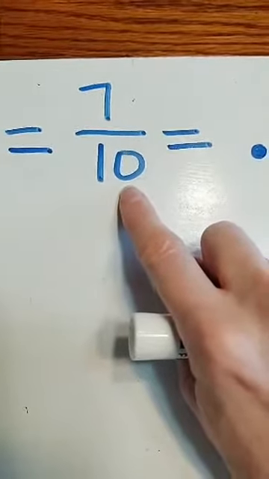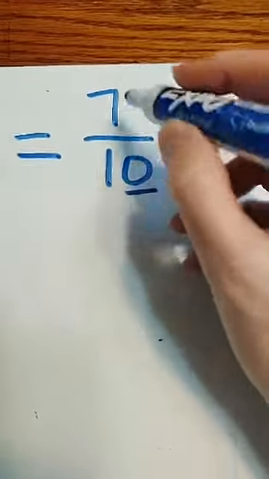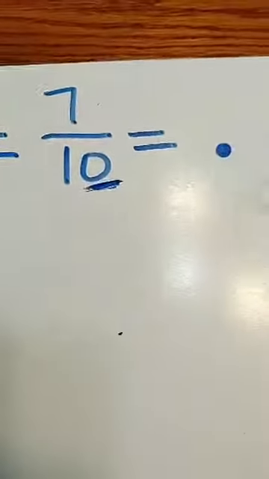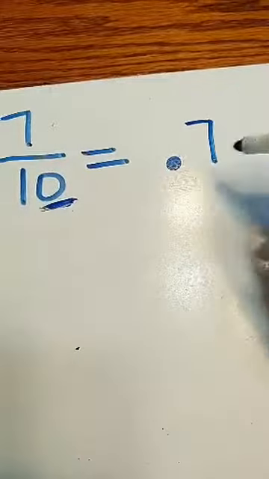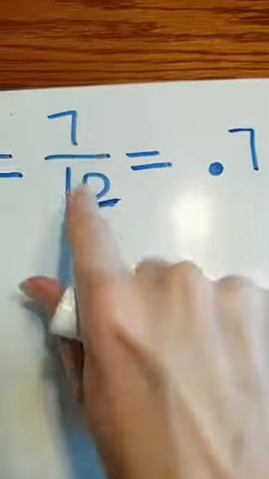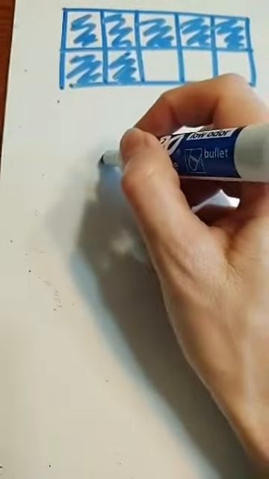Since we have 10 on the bottom, I see there's 1 zero. So that means this numerator is going to go in the first spot after the decimal. And if I read this, they read the same: 7/10, 7/10.